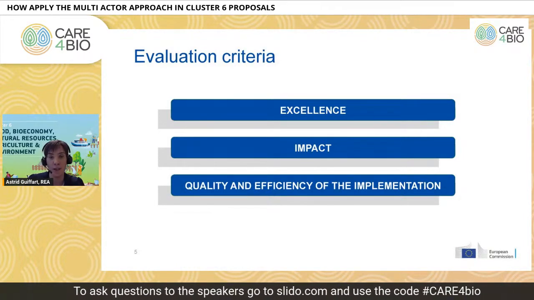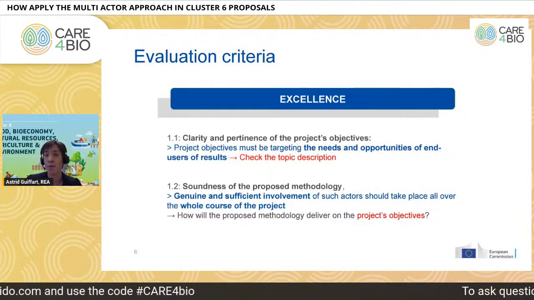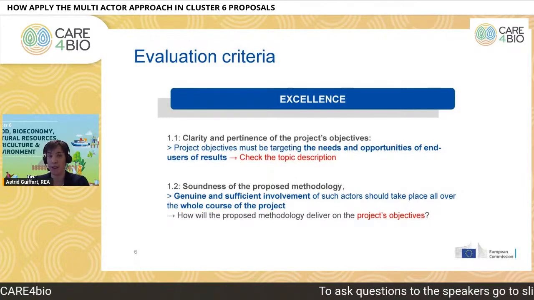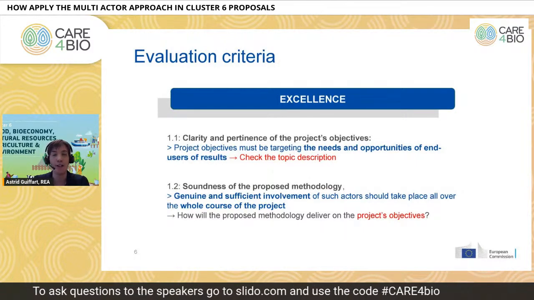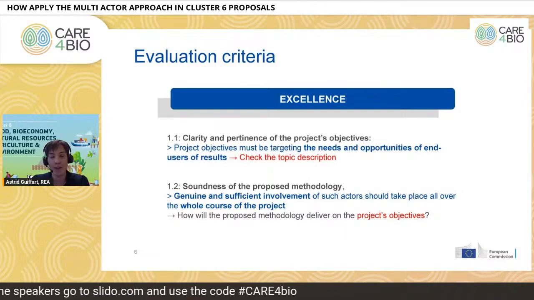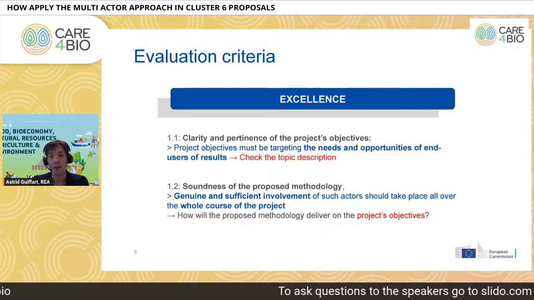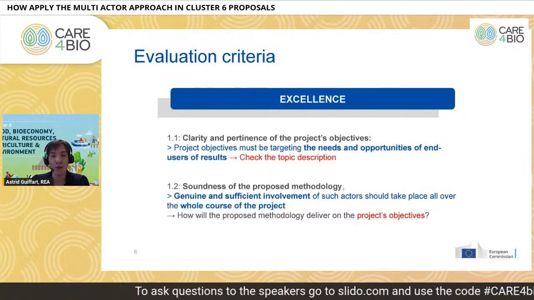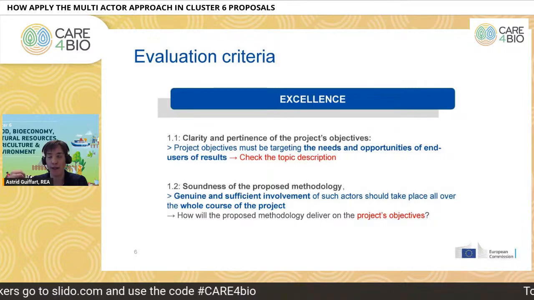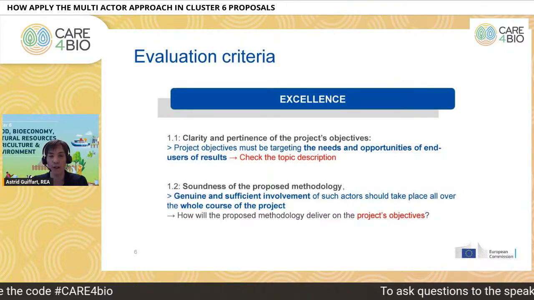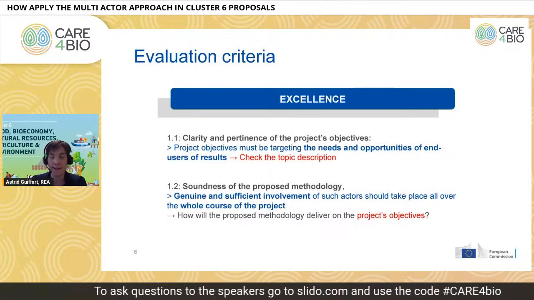This is more of a focus on the multi-actor approach. So under excellence, we have a first sub-criterion regarding the clarity and the pertinence of the objectives, of course, towards the topic description. In the multi-actor approach, there is an emphasis on assessing the needs and opportunities for end users, so this aspect is considered in this sub-criterion. Then we have the soundness of the proposed methodology: whether the proposal ensures and demonstrates genuine and sufficient involvement of relevant actors over the whole project duration. So these are the methodological aspects of the proposal's excellence.